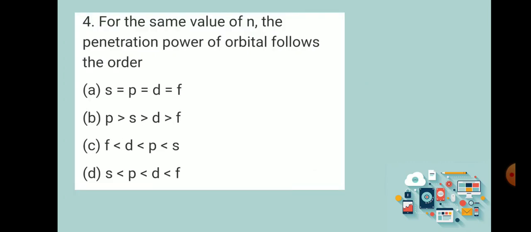For the same value of n, the penetration power of orbitals follows the order. Option A, s equal to p equal to d equal to f. Option B, p greater than s greater than d greater than f. Option C, f less than d less than p less than s. Option D, s less than p less than d less than f. And the answer is option C, f less than d less than p less than s.